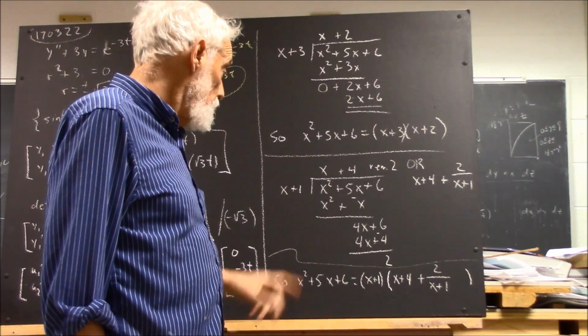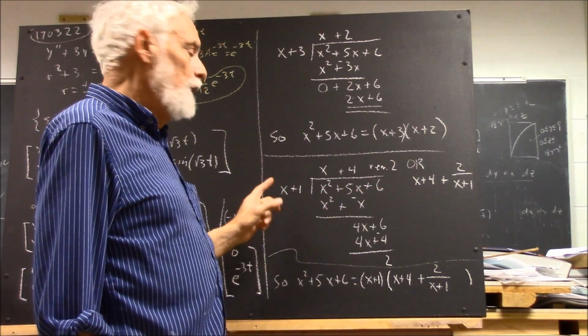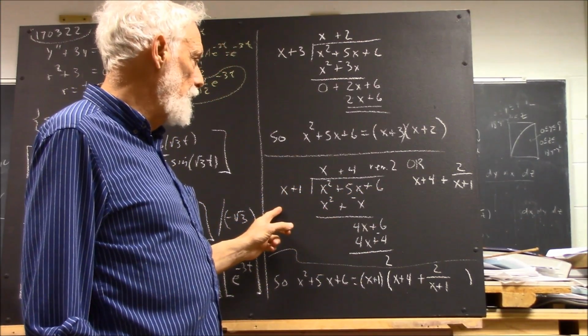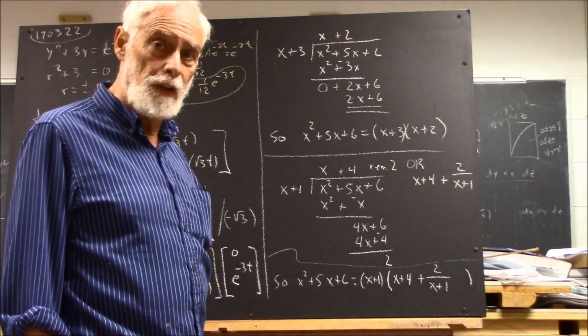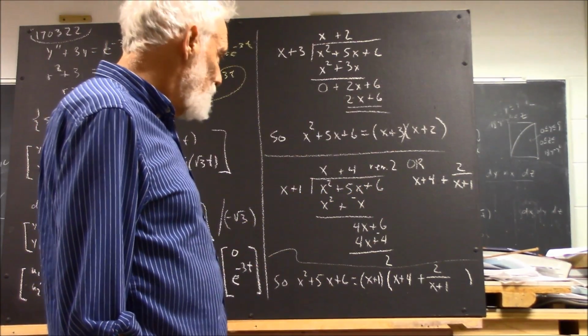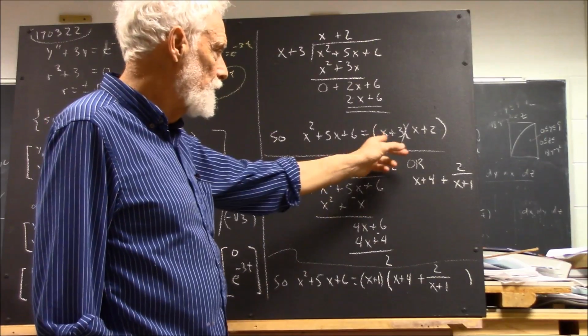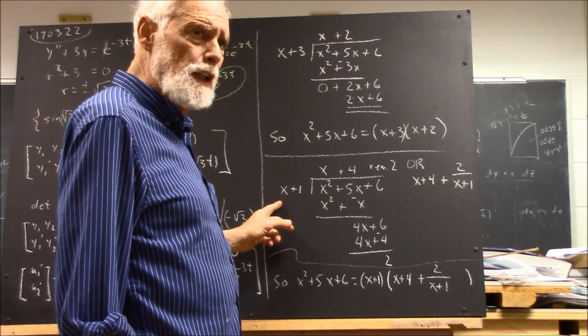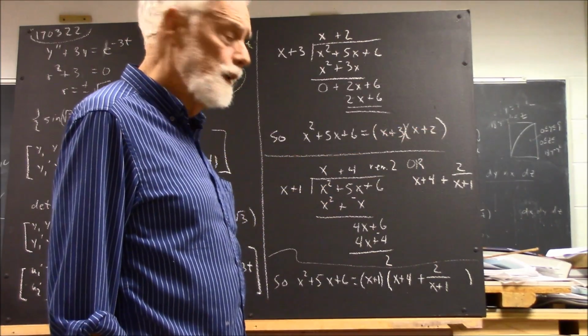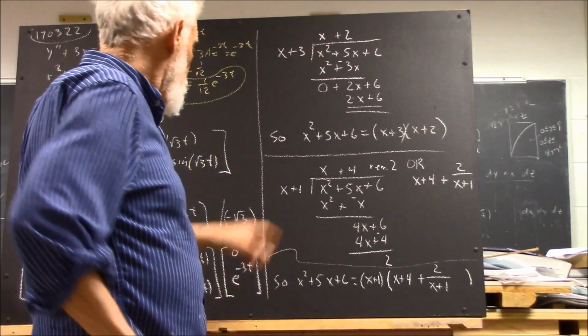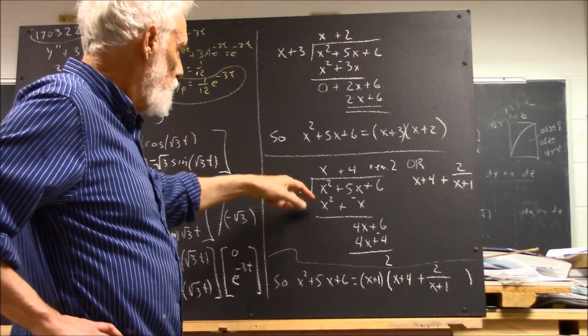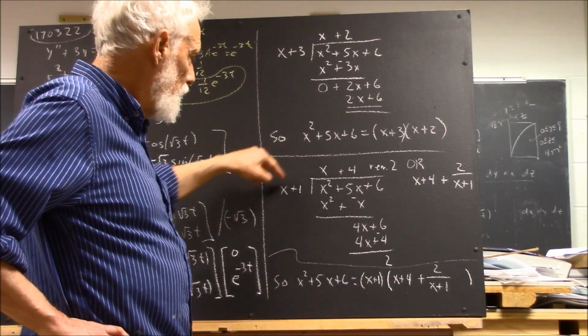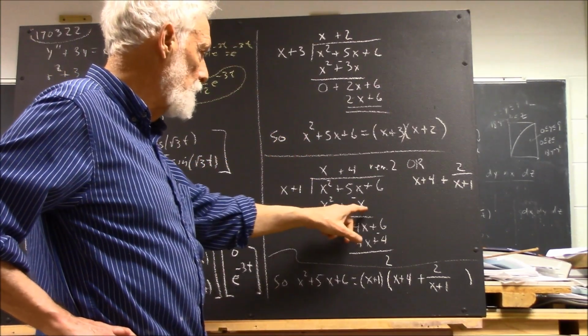Well, let's try something different. Let's see what happens if we try to divide x plus 1 into x squared plus 5x plus 6. Since x squared plus 5x plus 6 is x plus 3 times x plus 2, we probably conclude that x plus 1 is not going to divide it evenly, is it? Let's see what happens. Okay, we divide, and it's very straightforward. X into x squared is x. X times x plus 1 gives us x squared plus x.